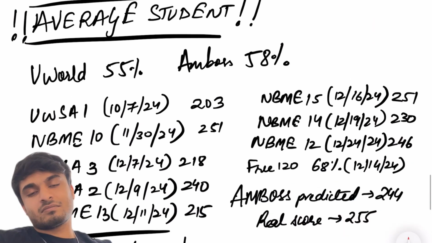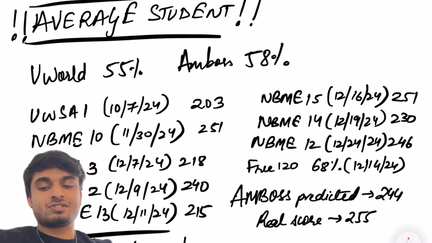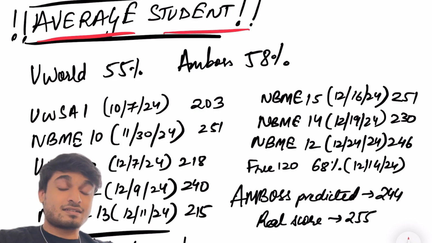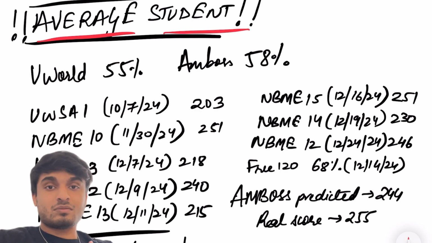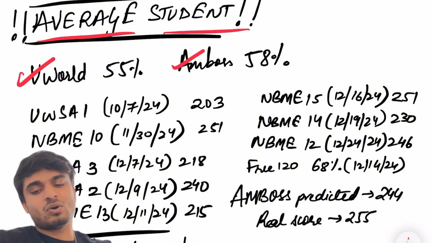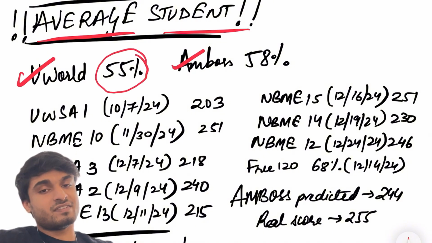So here's why I keep calling myself an average student, because I have pretty average stats when it comes to my prep phase. Some of my friends were scoring in the 80%, 60%, 70% in their UWorld and AMBOSS. My UWorld average was just 55%, and my AMBOSS average was 58%.